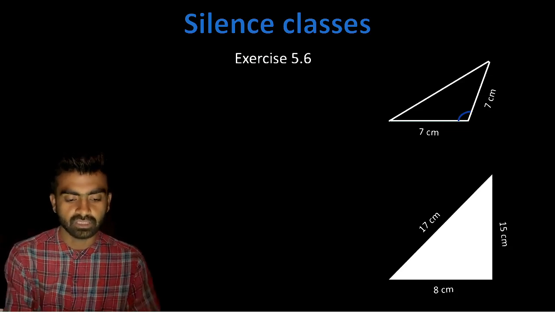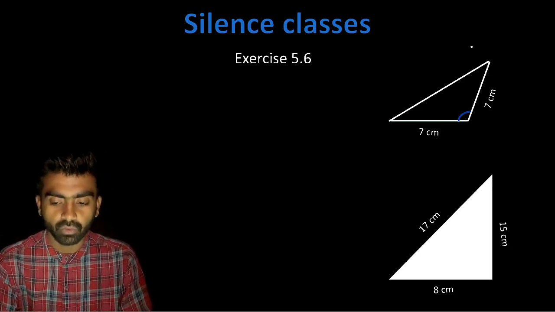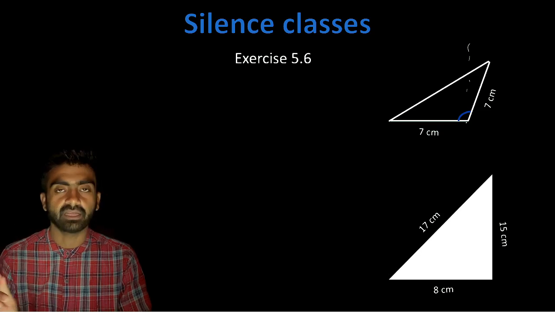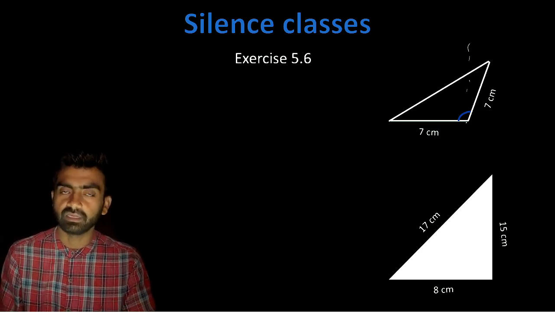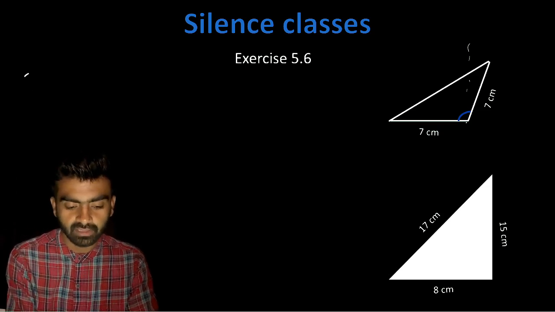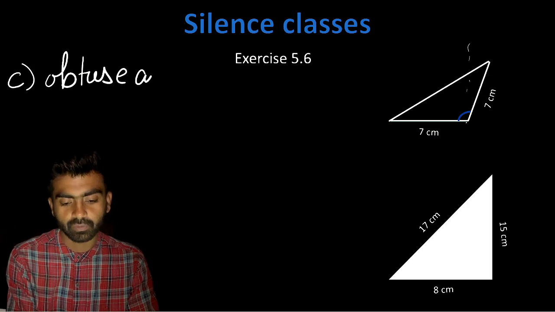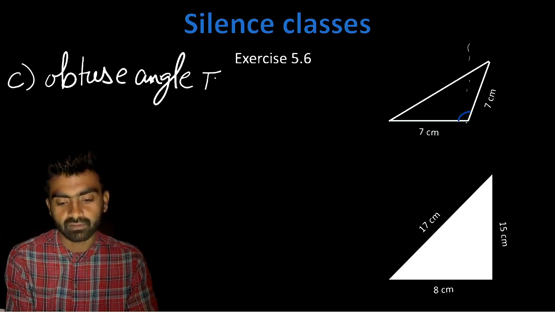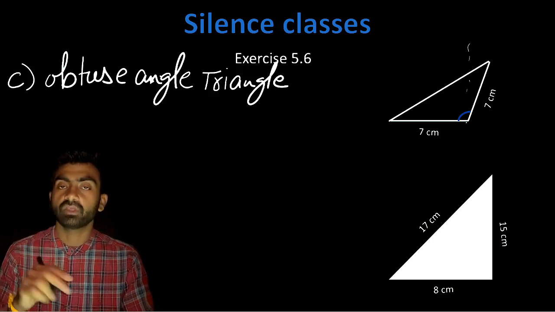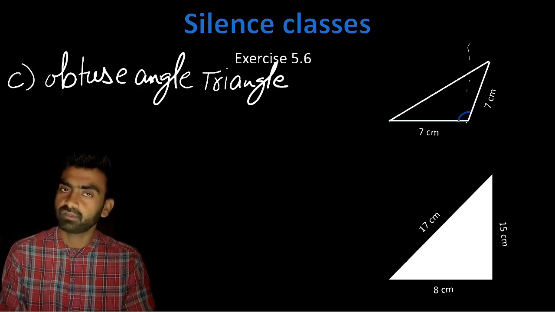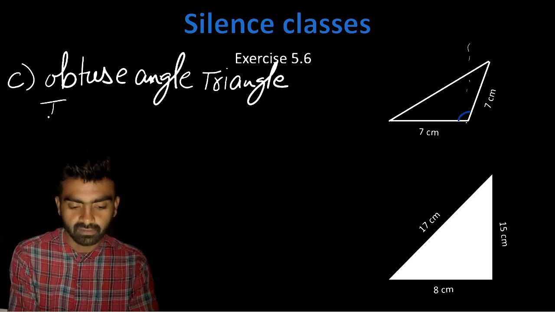Over here you can check that if I draw a 90 degree line like this, it is greater than 90 degrees, so it is clearly an obtuse angle triangle. And you can check it out, two sides of this particular triangle are equal. Again, it is known as an isosceles triangle.